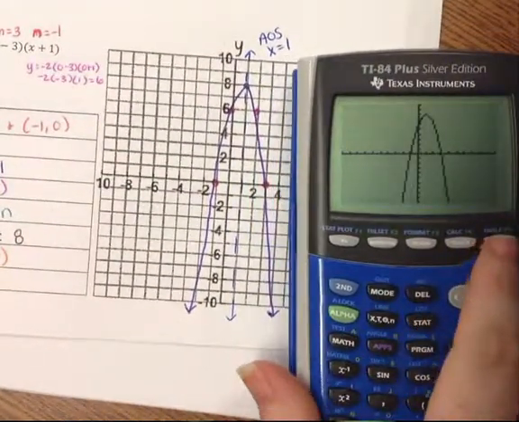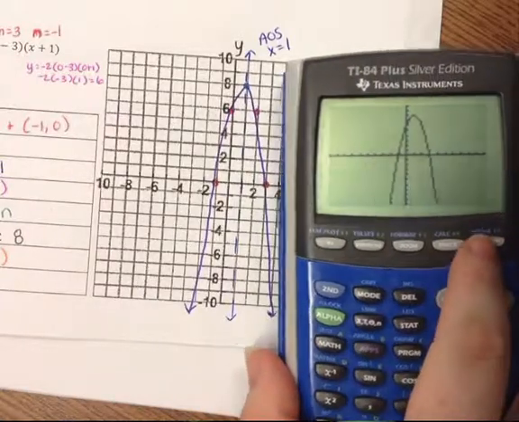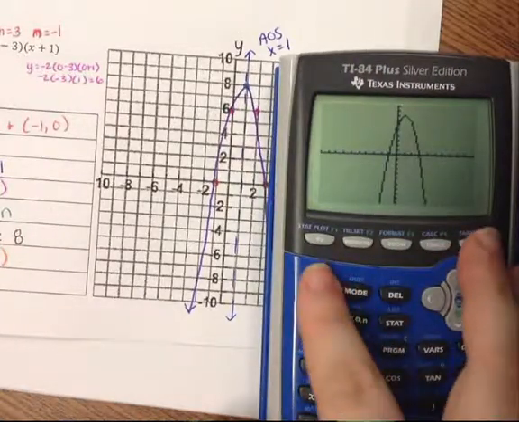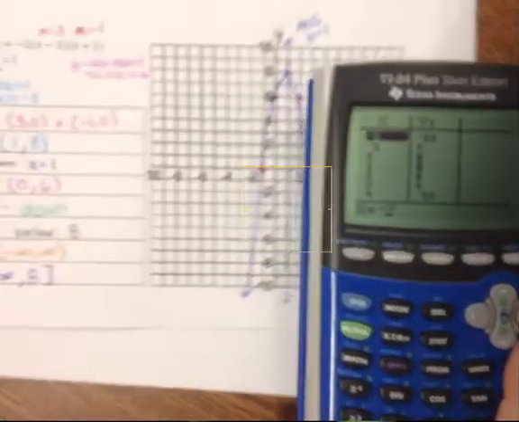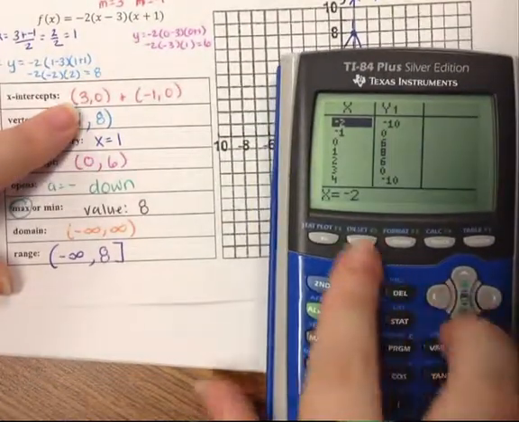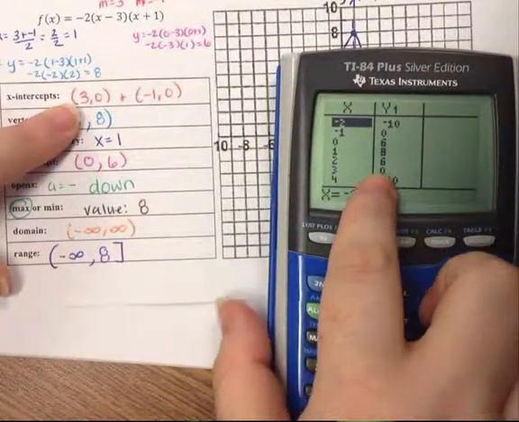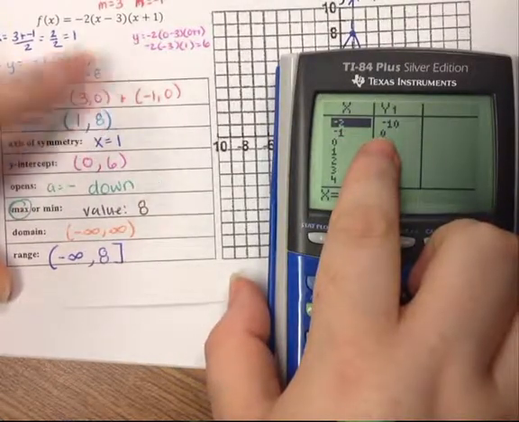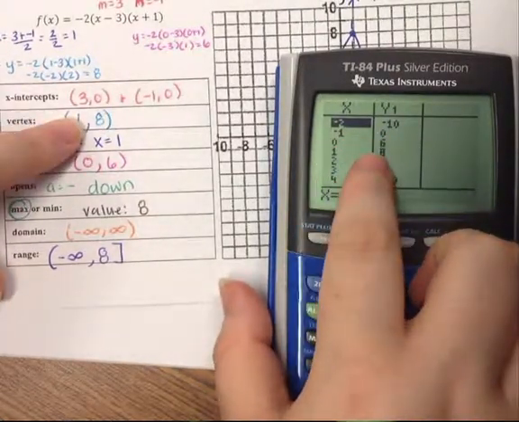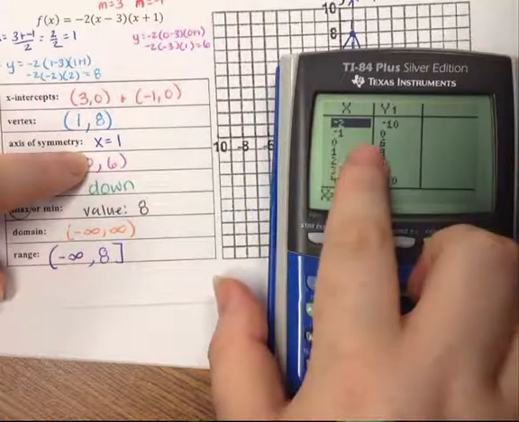I can go back to my table, my coordinates, to see if my coordinates are in fact correct. So second graph. One of my coordinates is 3, 0. I was correct on that one. And then -1, 0 was also correct. 1, 8 was correct. And then 0, 6 was correct.